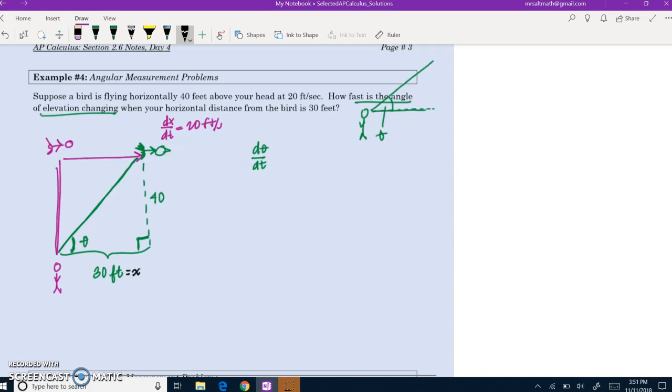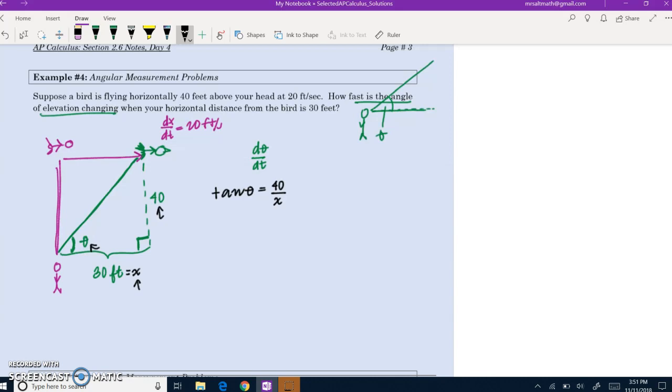But if we just want an equation that relates x, theta, and 40, we just need to think about what side lengths we have in a right triangle. So relative to theta, we have 40, which is opposite, and we have x, which is adjacent. So when we have opposite and adjacent, that's the TOA part of SOHCAHTOA. So we can say that tangent of theta is equal to, our opposite side is 40 divided by x, which is our adjacent side. So this is our equation that relates theta and x.